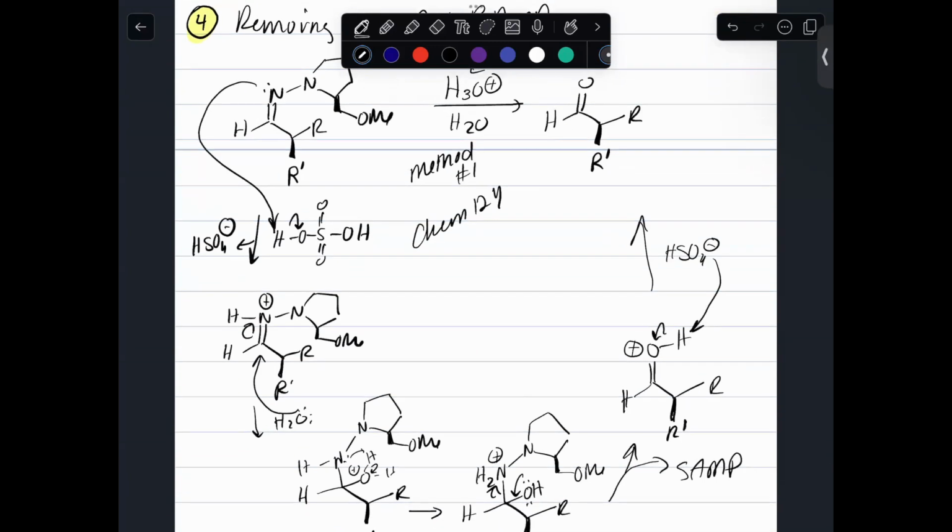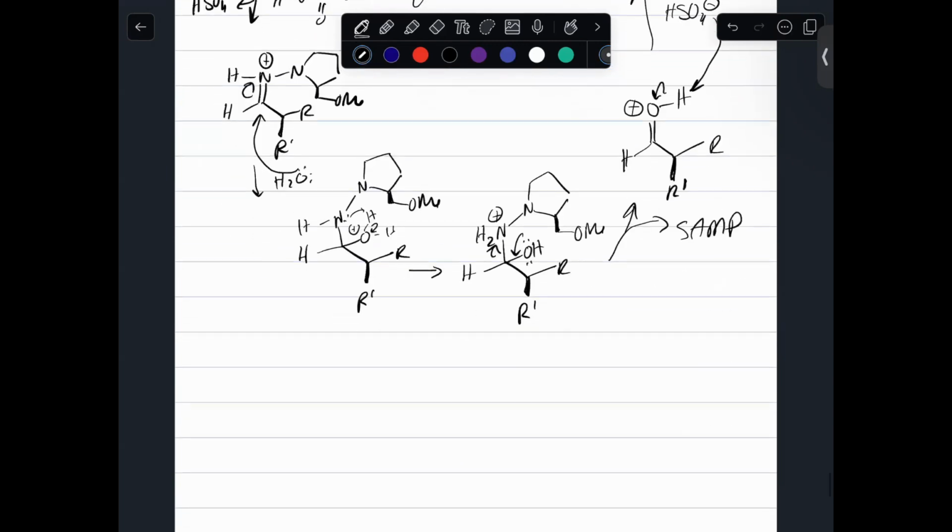Despite the fact that this has been used before, commonly used, it's not the most popular because if other parts of your molecule are acid sensitive, then these reaction conditions are going to affect other parts and cause other reactions in different parts of your molecule. And so they're used, but they're not the most commonly used when you're trying to remove SAMP or RAMP.